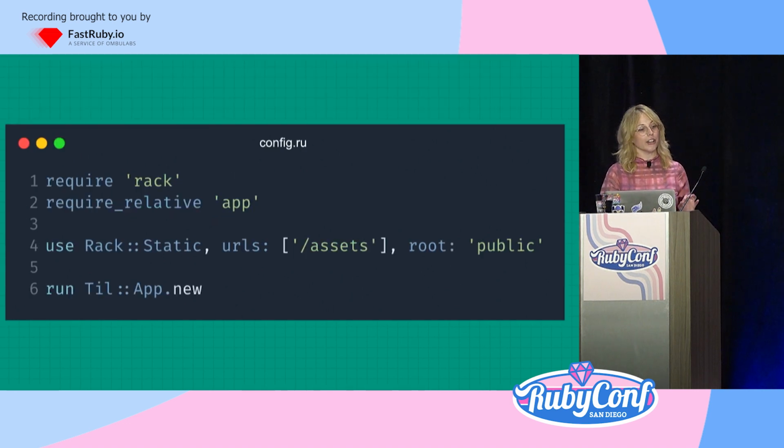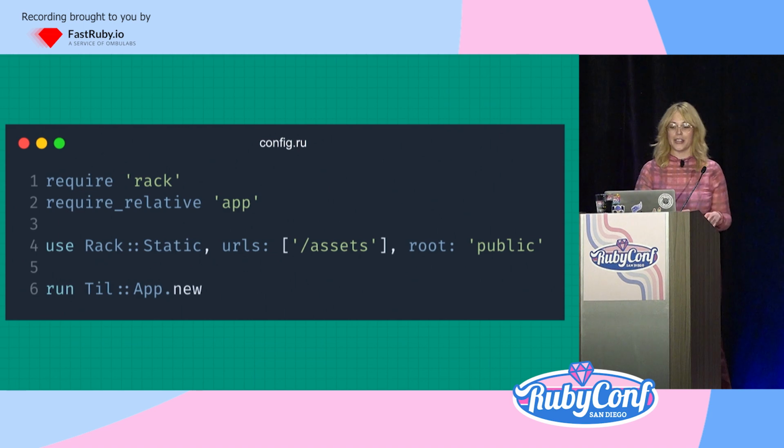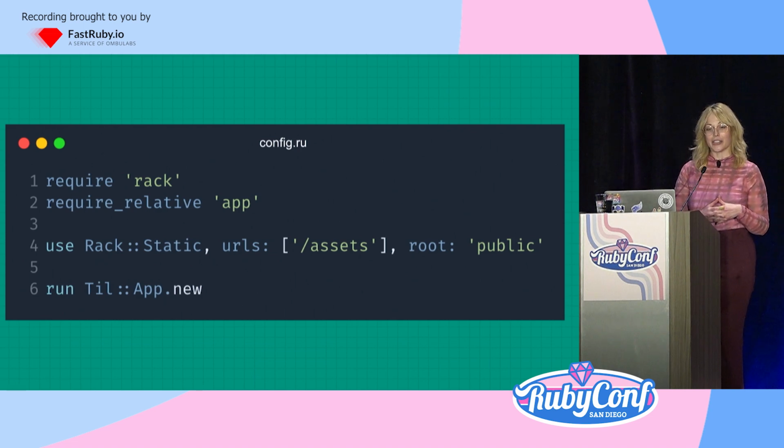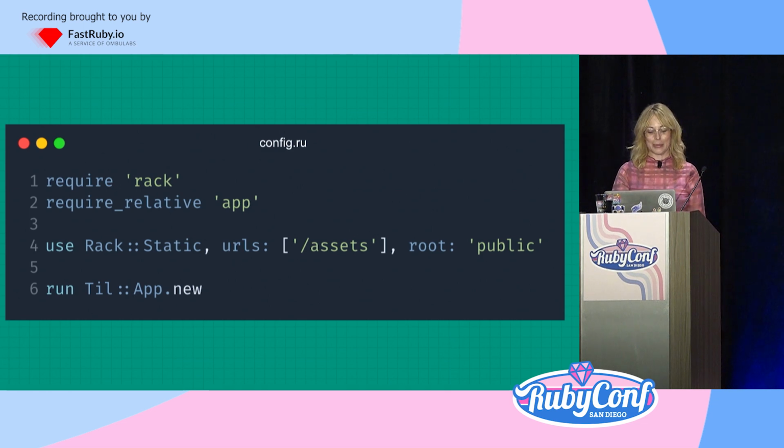Our config.ru file has also changed just a smidge. I've introduced this Rack static middleware. This will handle our static assets for us. I've created a public assets directory for storing the CSS that I created for this app. Please don't view source if you have a deep fondness for well-written, semantic, or idiomatic CSS. I'm not a front-end developer, and I did my best.